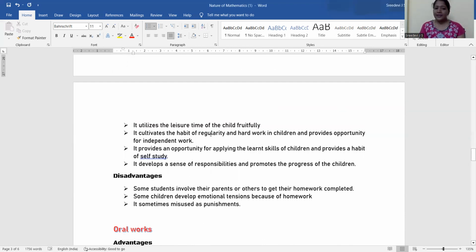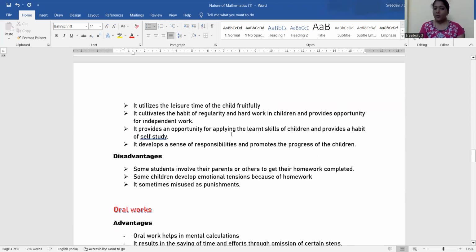Then it utilizes the leisure time of the child fruitfully. It cultivates the habit of regularity and hard work in children and provides an opportunity for independent work. And it provides an opportunity for applying learned skills and provides a habit of self-study. It develops a sense of responsibility and promotes the progress of the children.